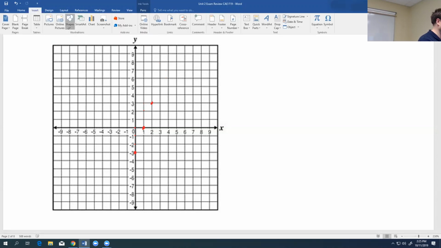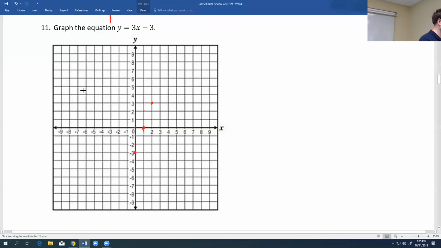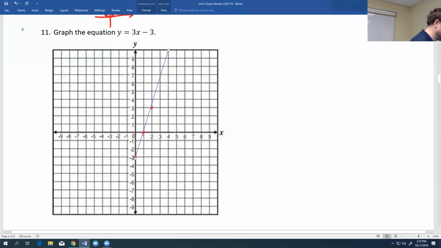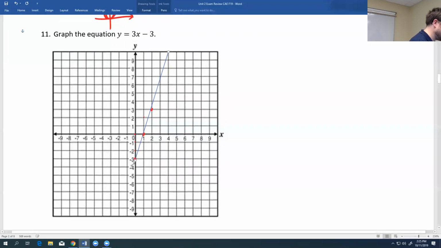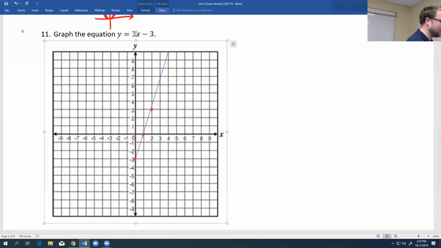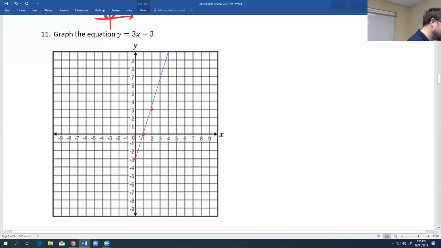And I don't know if I have, let's see, shape tools. I'm cheating. All right, I'm going to stop cheating now. Sorry guys. You don't get shape tools on the test. All right, here we go. I'll do my best. All right, pretend that's a straight line, guys.